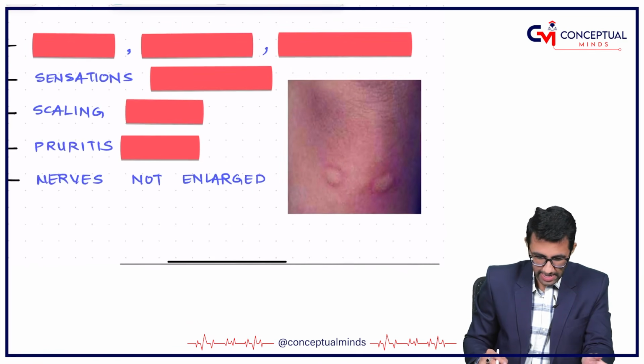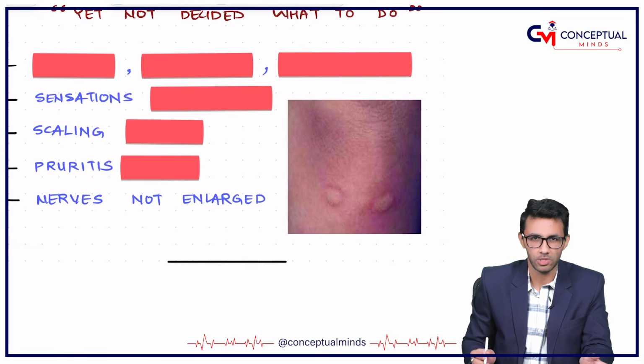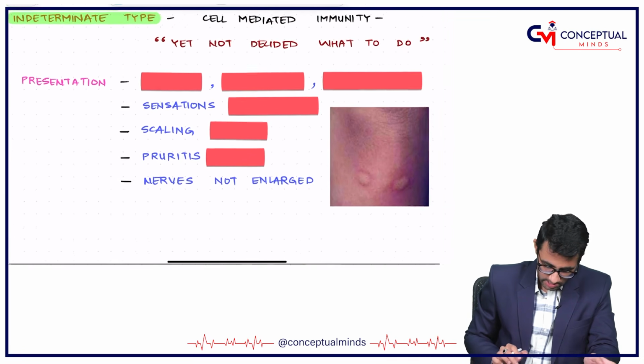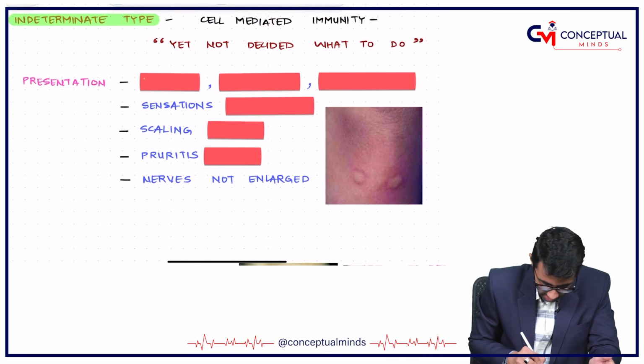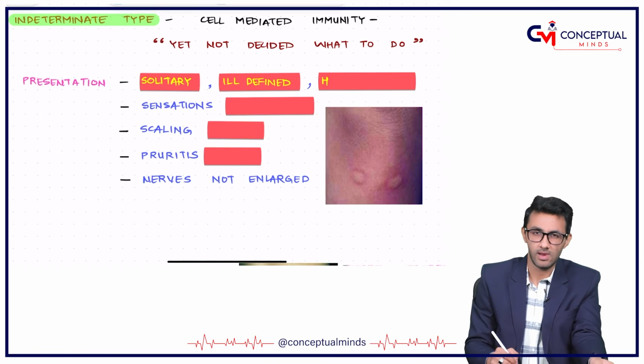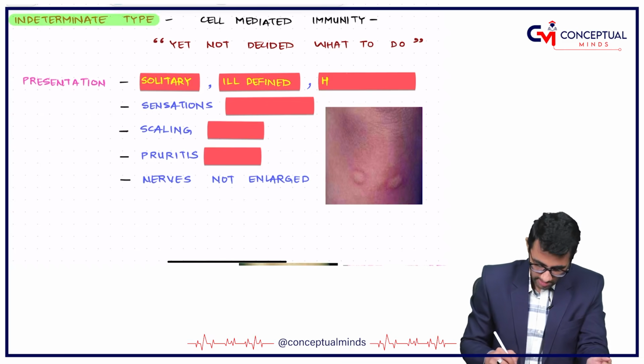We see some solitary, ill-defined lesions which are hypopigmented. It could be macules or patches, right? So let us just complete our notes that these are solitary lesions, which are ill-defined, and these are hypopigmented. We'll understand more about why it is hypopigmented.